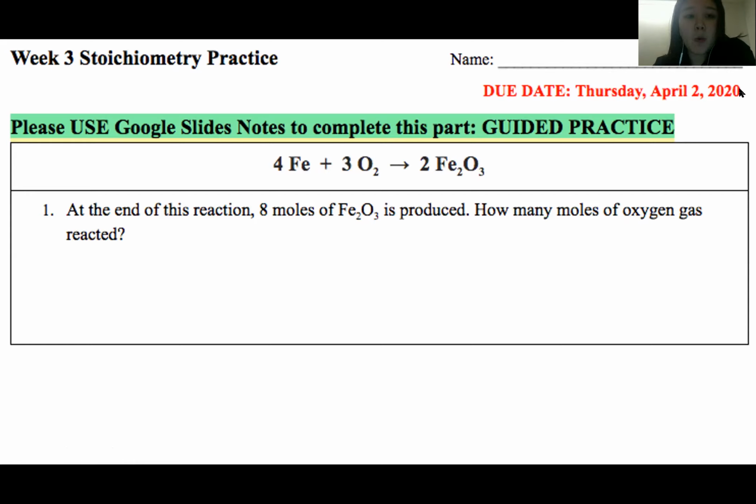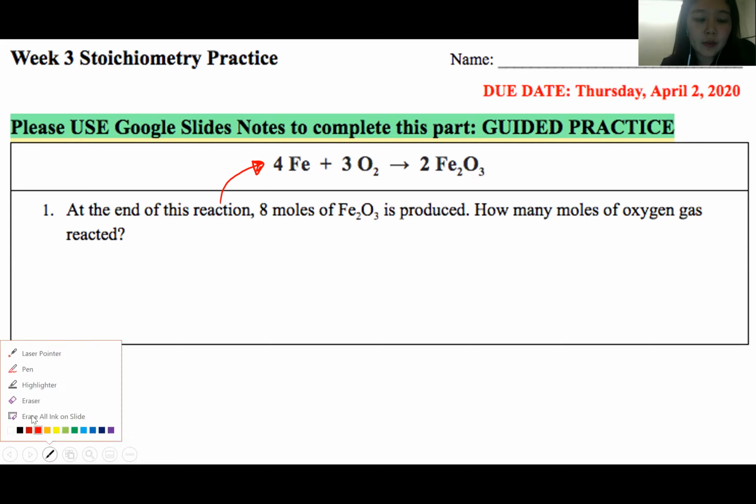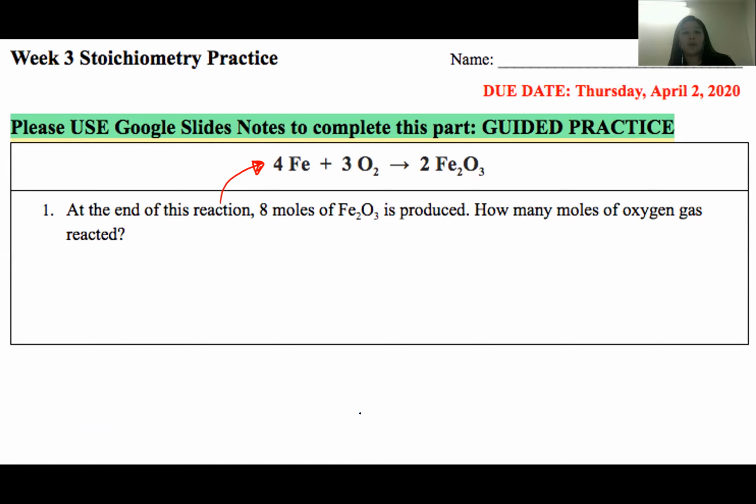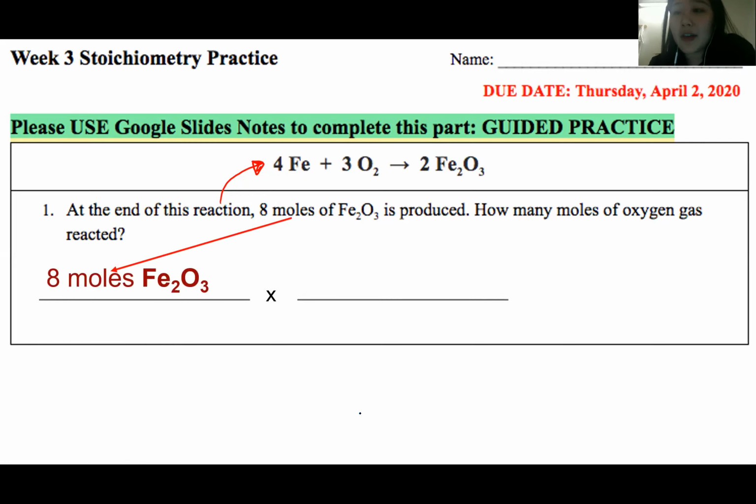All right, so number 1, at the end of this reaction, so by this reaction, I mean this reaction, right? 8 moles of iron oxide is produced. How many moles of oxygen gas was reacted? So we have our given moles, which is 8 moles of Fe2O3, iron oxide, and we are trying to solve for moles of oxygen gas.